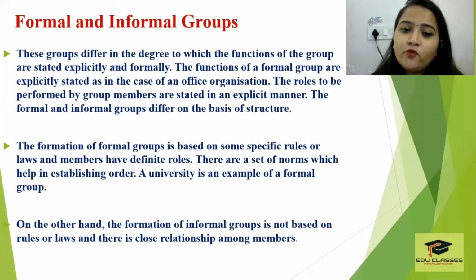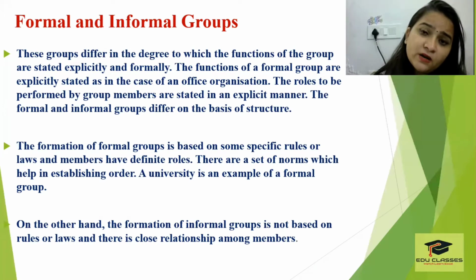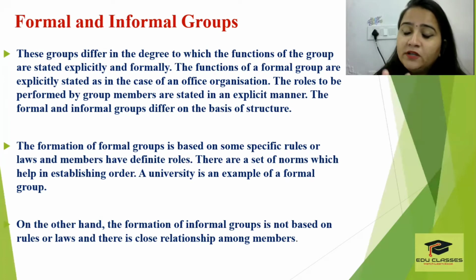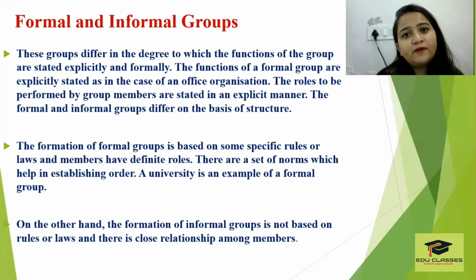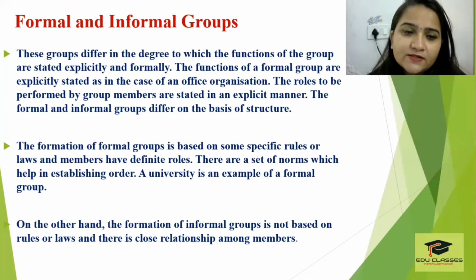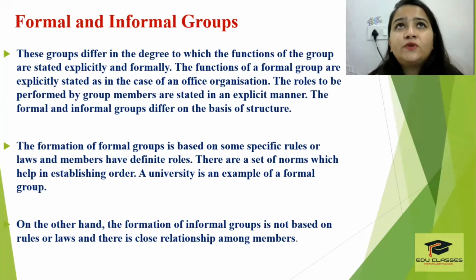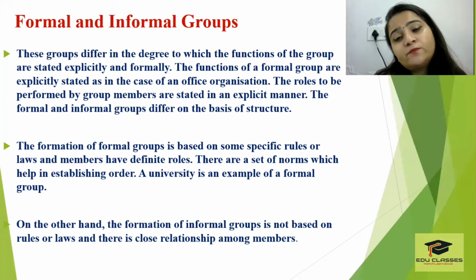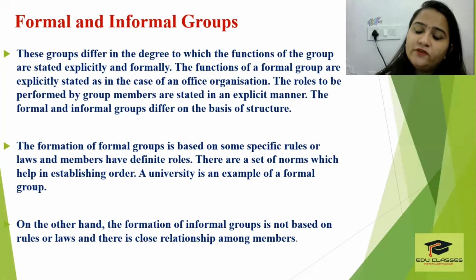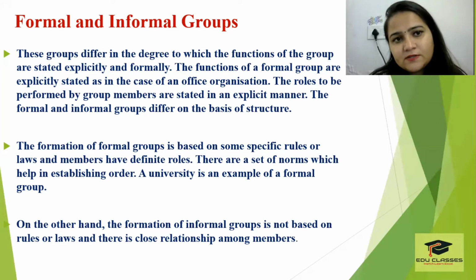On the other hand, the formation of an informal group is not based on rules or laws, and there is close relationship among members. This means that in an informal group, the group is not formed on any law or rule, and the relationship between people is quite personal in comparison to a formal group. For example, if today I decide that, okay, with these four of my friends I want to be a part of a book club, and we will read a book and discuss it. So this book club group will be an example of an informal group, and I will be very close to people in this group rather than in a formal group. So that is the difference.